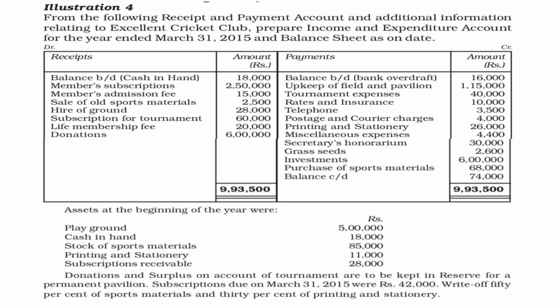The next item is donations, rupees 6 lakh. Donations is an item of income, but adjustment is there. It is given that donations and surplus on account of tournament are to be kept in reserve for a permanent pavilion. So it is taken as a reserve on the liability side of the balance sheet.